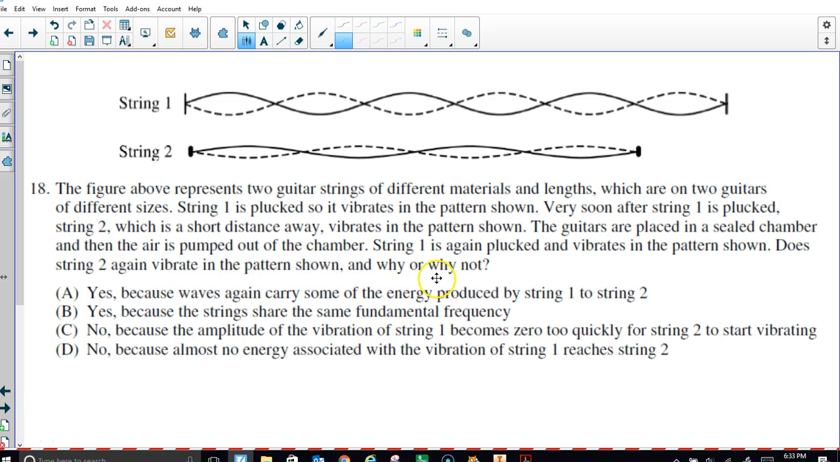And the answer would be no, because without air to conduct the sound, there's no physical means for this string to affect the other one. The same way, when the Death Star explodes in Star Wars, you wouldn't hear a thing, because there's no air in space. So, no. Almost no energy is going to reach it, because there is no medium to conduct that energy over. So I would go with D as my answer.